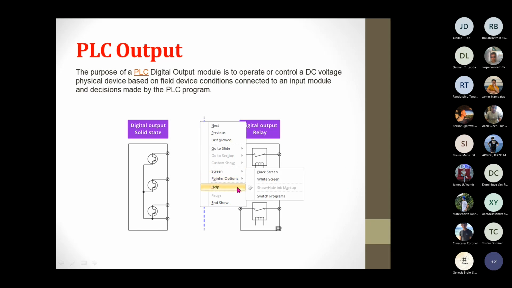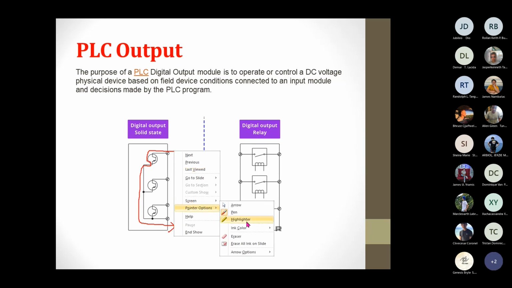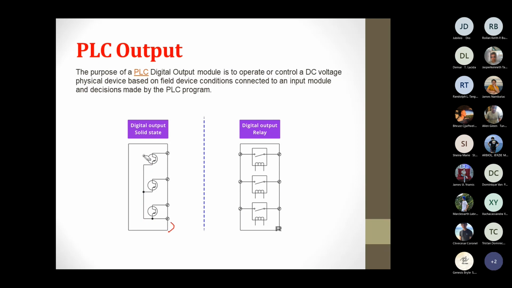Let me write, so for example, the current will flow here. Of course it allows, because the direction of the current is from this point going to the other point. But then if we, let's say, let me erase this one. Okay, let me have a pen.